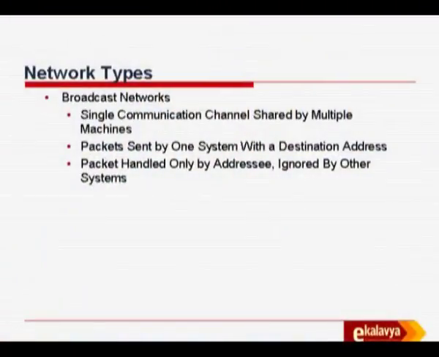So if at all I am using this kind of network, one natural question to you is, how can it work at all? Curiously, it can work. And curiously, that is the standard way most local area networks operate in the world. We shall see how exactly they operate, how the confusion is avoided. But it is obvious that if I have a single communication channel, and packets are sent by one system with a destination address and handled only by the addressee, ignored by other systems. This last word is important.